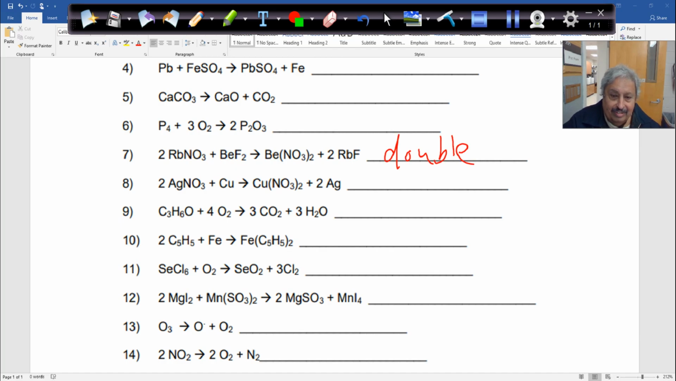Come on, guys. How about 8? Are they swapping partners? No. One of them is kicked out as an orphan, which is silver here. I want to hear it. If you have a doubt, you keep quiet, correct?